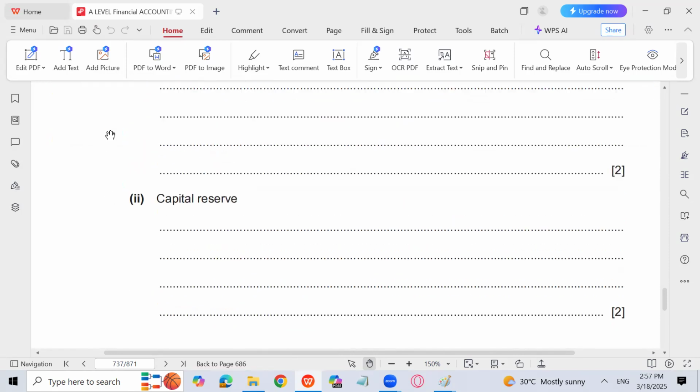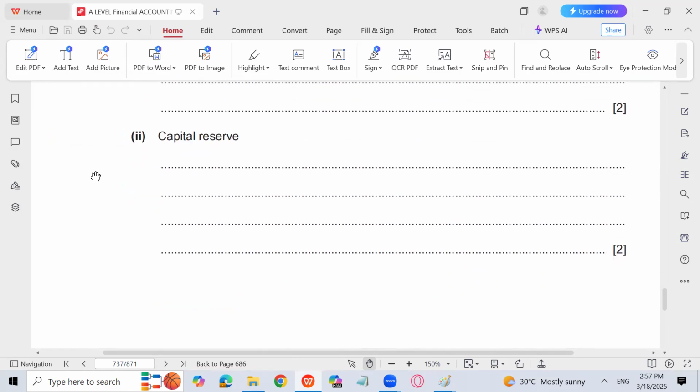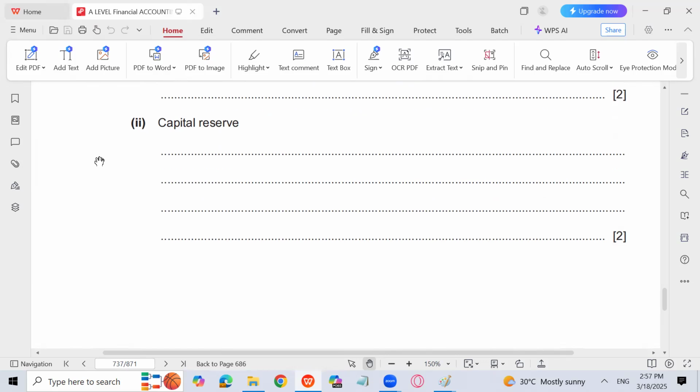Capital reserves are those reserves which are not created out of profit, right? They arise because of capital transactions and they cannot be used for the payment of dividend, like capital redemption reserve, revaluation reserve, share premium. These are the capital reserves.